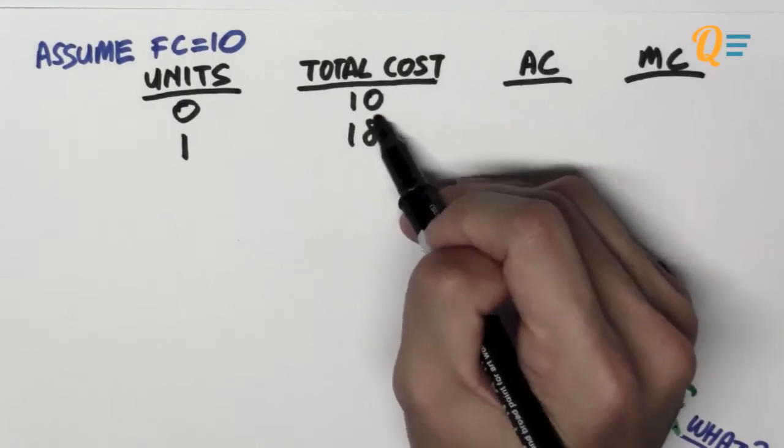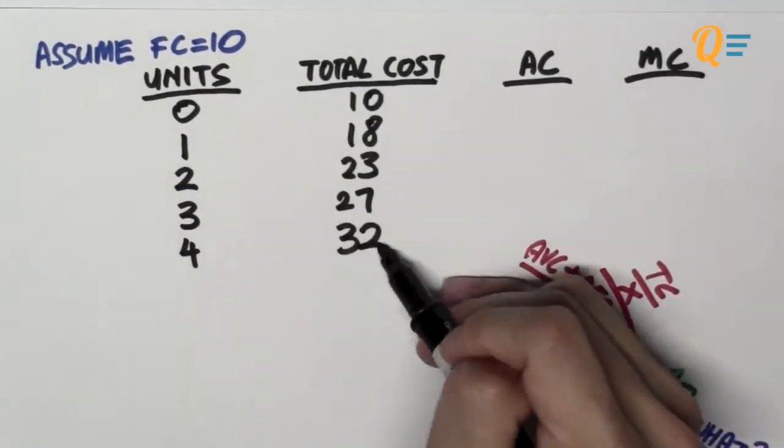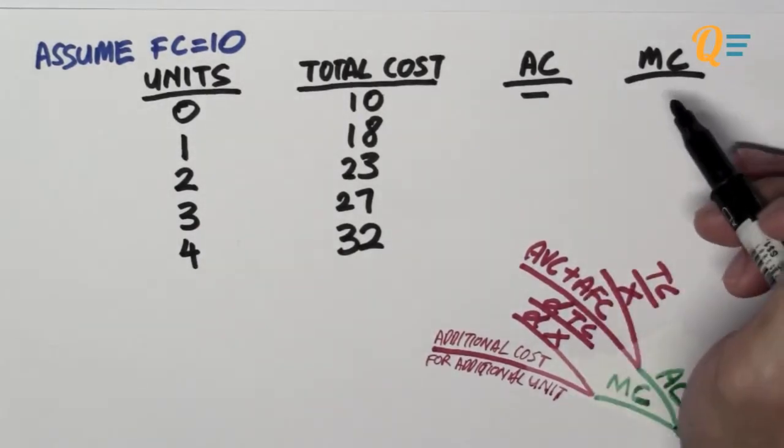So let's imagine that when you produce 1 unit, it's going to cost 18, when you produce 2, it's going to cost 23, and so on and so forth until 4 units. There's going to be no average cost when you produce 0 units, because to find the average cost, you need to take 10 divided by 0. Well, you can't take 10 divided by 0 because that's going to give you infinity. So we're just going to ignore that for the moment.